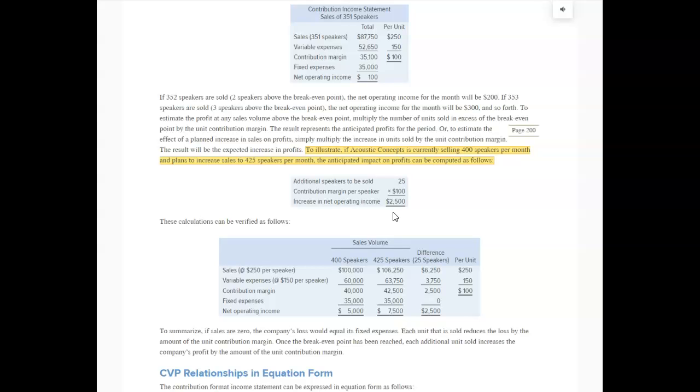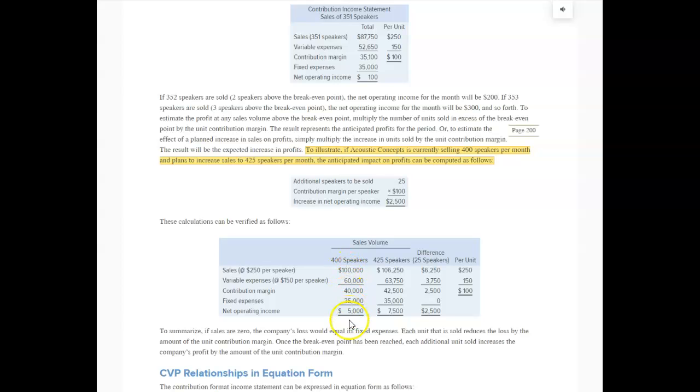So this goes back to what we've been saying. Every extra unit you sell will provide another $100 in contribution margin per that unit. So if we sell 25 more units, total income will increase $2,500. This is the short way to calculate that. It's accurate. Here's the long way.